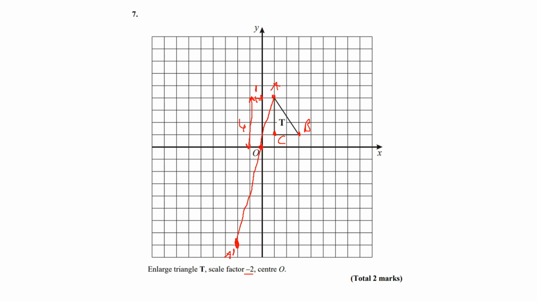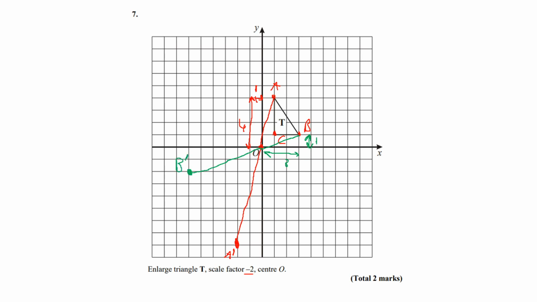Now let's do it for B. For B, we have to go 3 across and 1 down, okay? So let's go 3 across and 1 down to go to the origin. And then we need to do that twice. So it's 6 across and 2 down, right? So let's go 1, 2, 3, 1, 2, 3. And then we can say here is B prime.